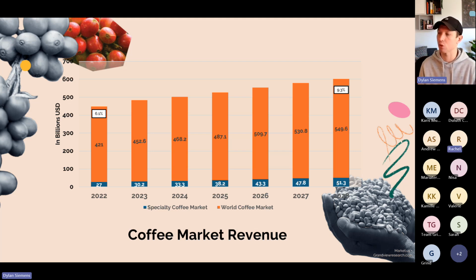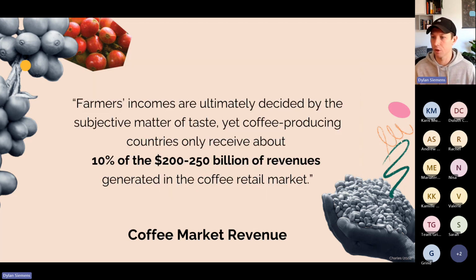So specialty coffee is growing, right? More coffee is being sold at a specialty rate, which we'll talk about in class 4. But to kind of round it all together, there was this quote recently from an article in Coffee Intelligence that highlights this disparity between producers and other actors in the supply chain, right? Farmers' incomes are ultimately decided by a subjective matter of taste, yet coffee producing countries only receive about 10% of revenues generated in the retail market.